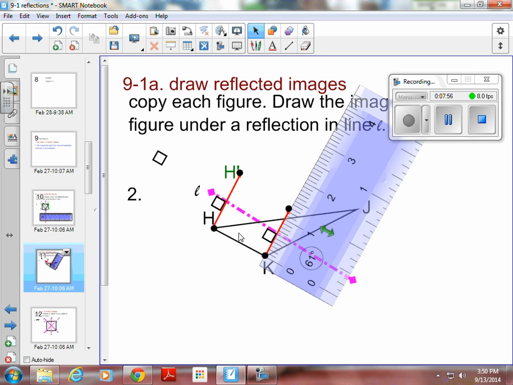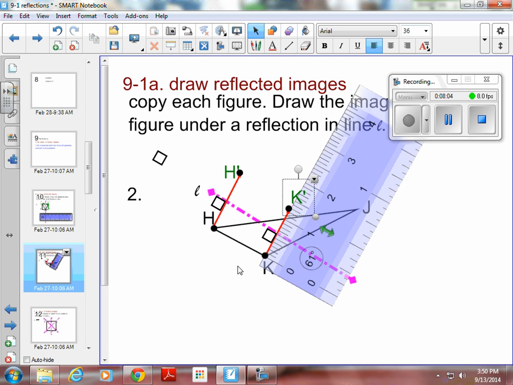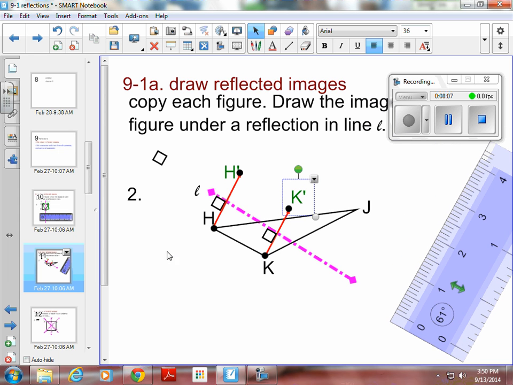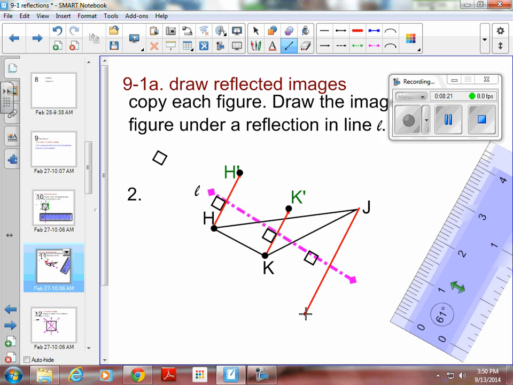And so this point is going to be K prime. And again, I'm going to color that green so that we see it better. Move the ruler out of the way. So H went across to H prime, K went across to K prime. Now I've got to do the last one with J, so bring my little triangle over here somewhere. Grab J, come this way. It's going to have to be the same distance across. Here it needs to be at 90 degrees, so let me mark this at 90 degrees. And that looks closer to 90 degrees there.